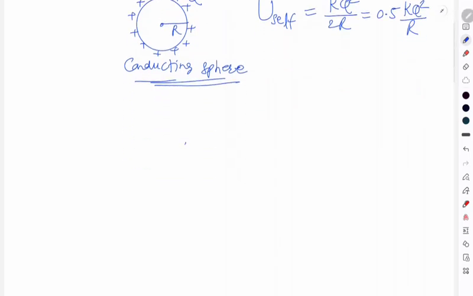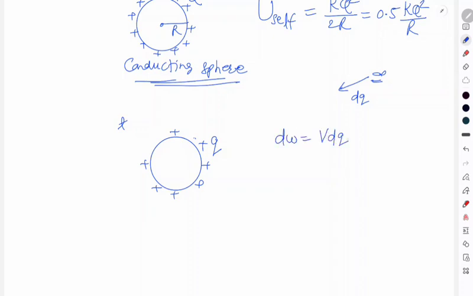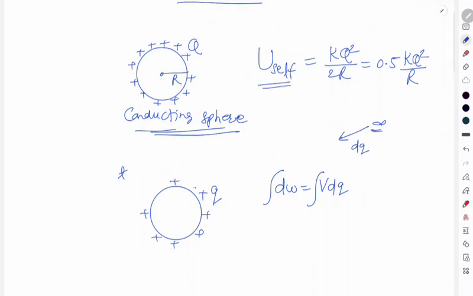How? Let us see. If we say that at any moment t, the charge on this sphere is small q, which is the variable charge, and if we are shifting some charge from infinity, and that charge is let dq, then to find the work done to shift this charge from infinity to the surface of this sphere, that work done will be dW, and that will be potential into dq. Now if we integrate it, we will get the total work done, which means the total self energy of this sphere.